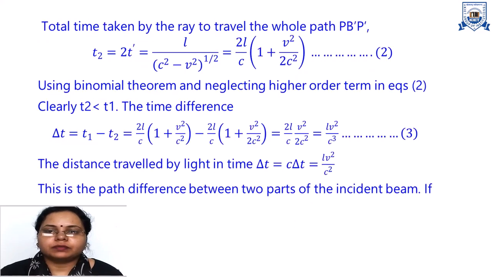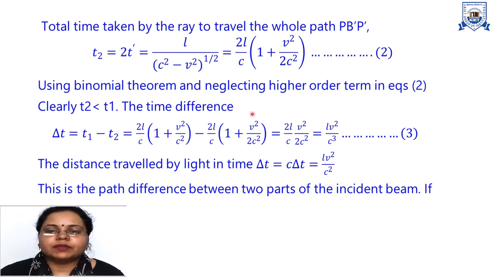Total time taken by the ray to travel the whole path P B dash P dash is T2, and T2 is equal to twice of T dash, so it is equal to L upon (C square minus V square) whole power half. Again using binomial theorem and neglecting higher terms, we get 2L upon C into (1 plus V square by 2C square). Clearly from equation 2 and 1, T2 is less than T1.